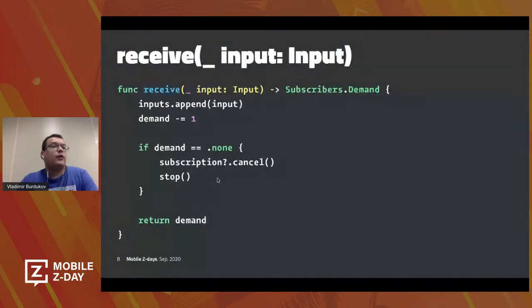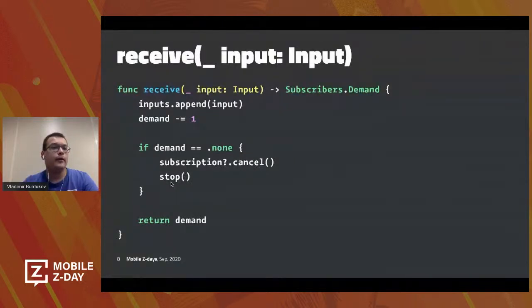Then we need to implement the core method for subscribers receiving inputs. In case of blocking subscriber, we just need to store them into some array. I'm not going to tell you about the Subscribers.Demand struct. It's pretty interesting stuff which Apple introduced in Combine. But we need to know if we don't have anything to receive anymore, so we just need to cancel our subscription and stop everything inside this blocking subscriber.